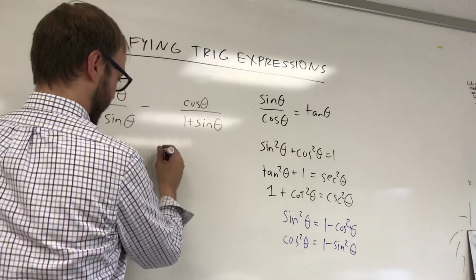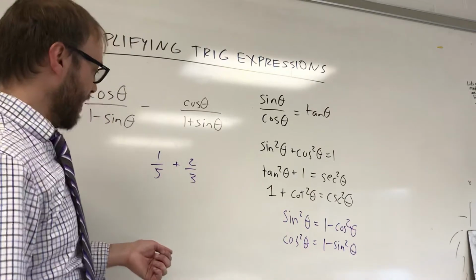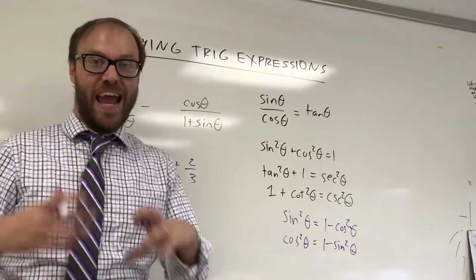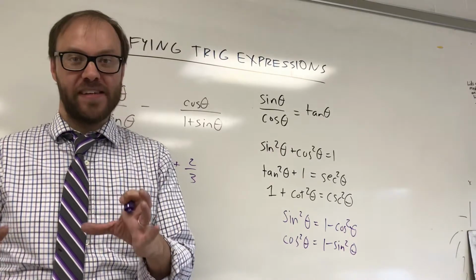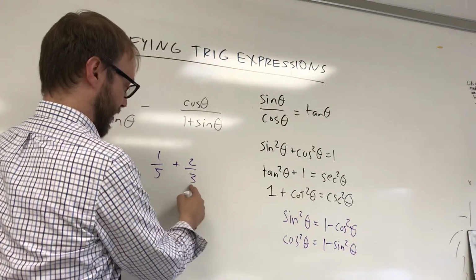Think about how you find a common denominator. If I had a fifth plus 2/3, okay? How would I find a common denominator? Well, you can always find a common denominator. It's not always the least common denominator, but it's a common denominator by multiplying your two denominators together, okay?